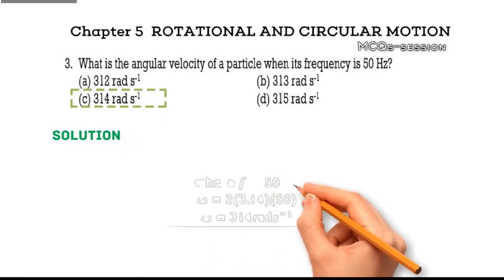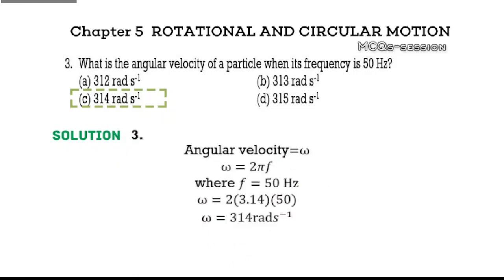Explanation. Angular velocity is calculated as 2 times pi times the frequency. So 2 times pi times 50 Hz is approximately 314 radians per second.